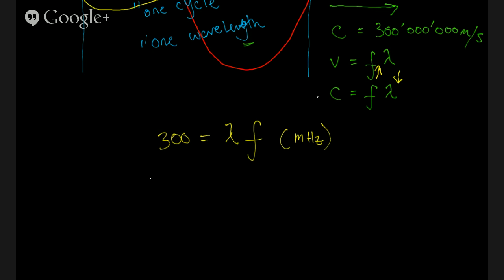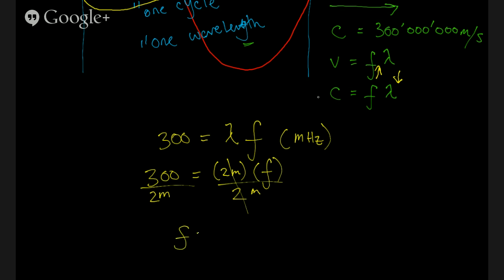So for example, let's say we have a wavelength of 2 meters. We want to figure out what a frequency on 2 meters is. That's a pretty simple operation there. Divide both sides by 2. We end up with a frequency of 150 megahertz.